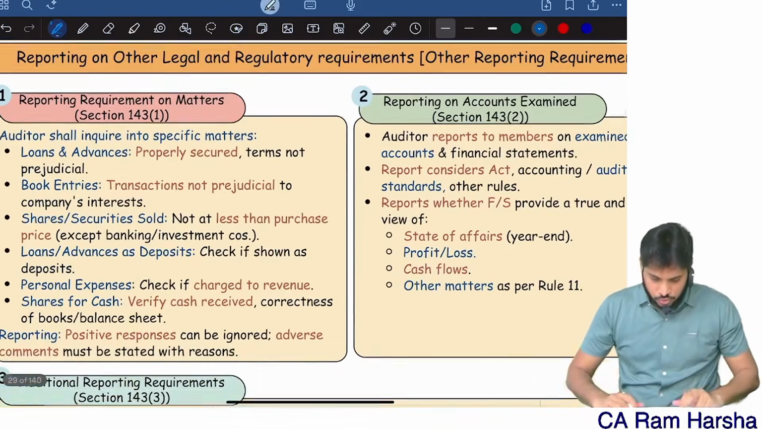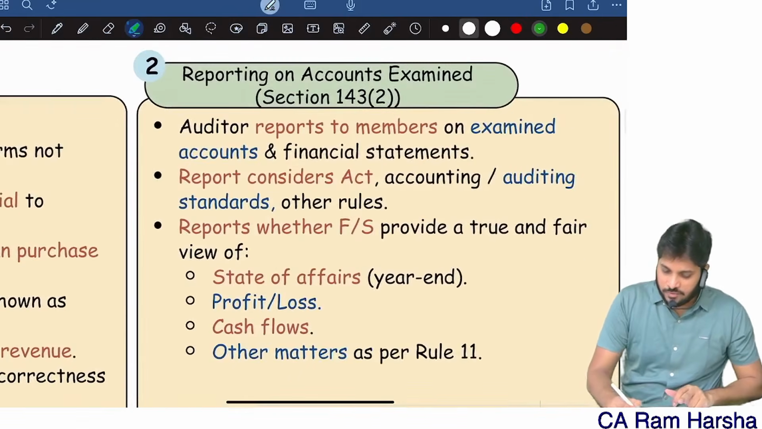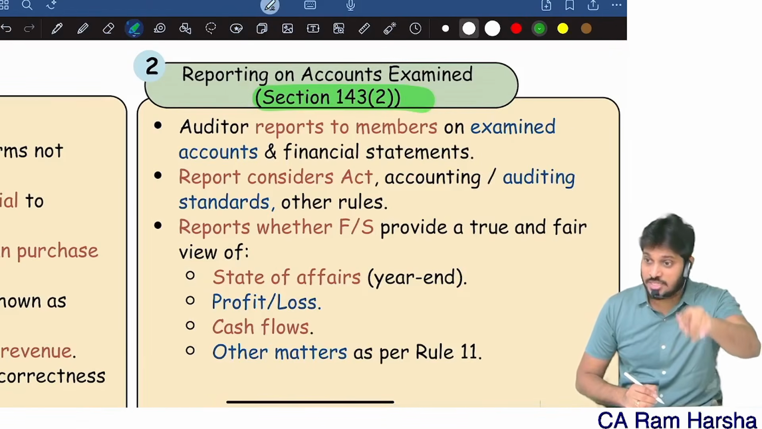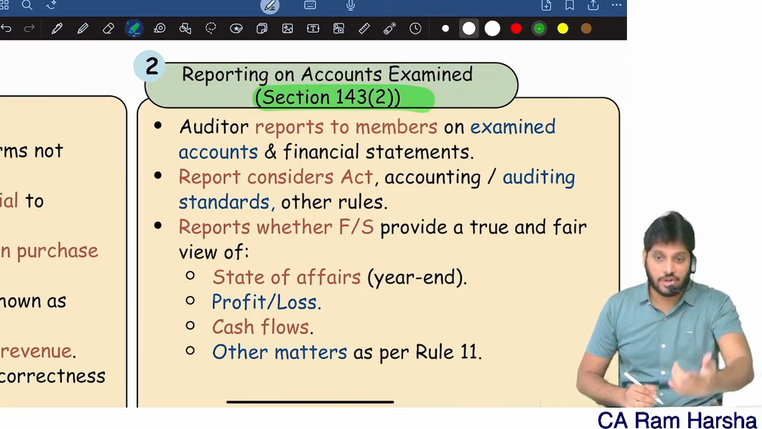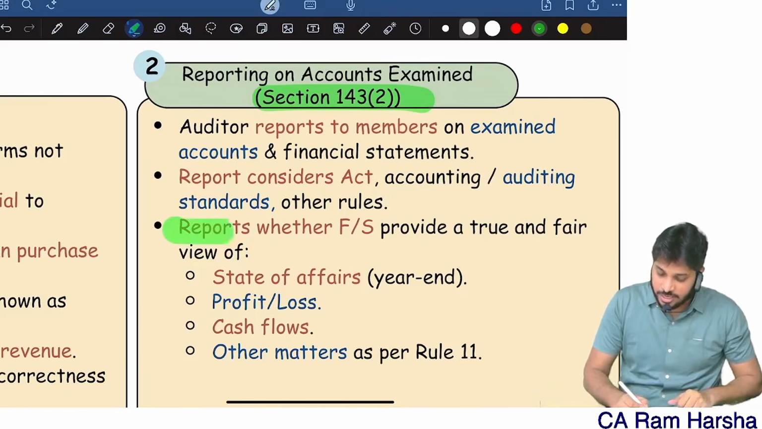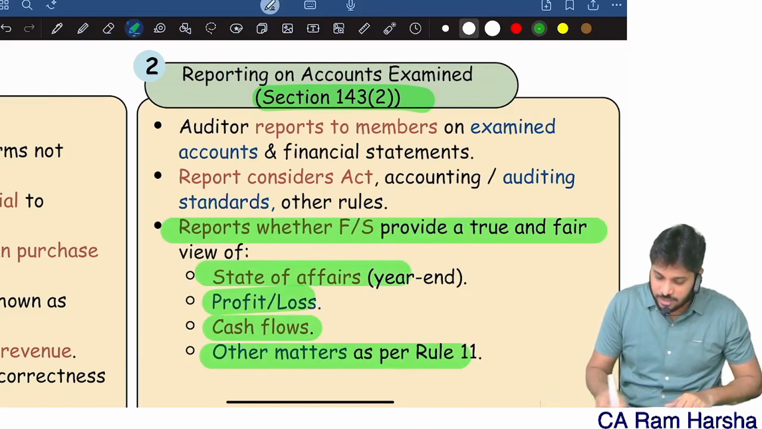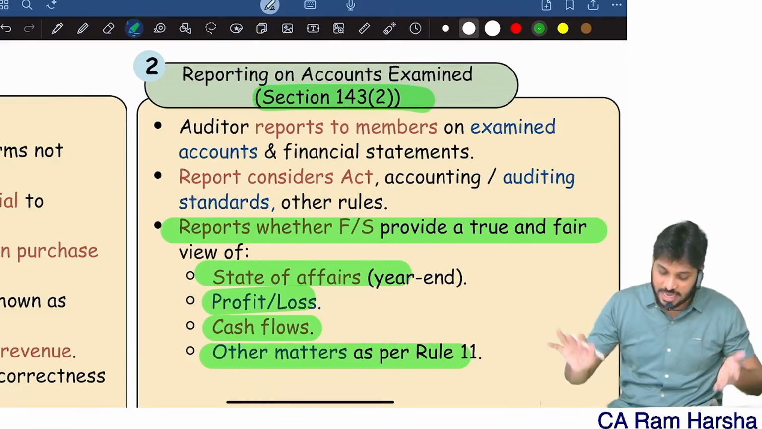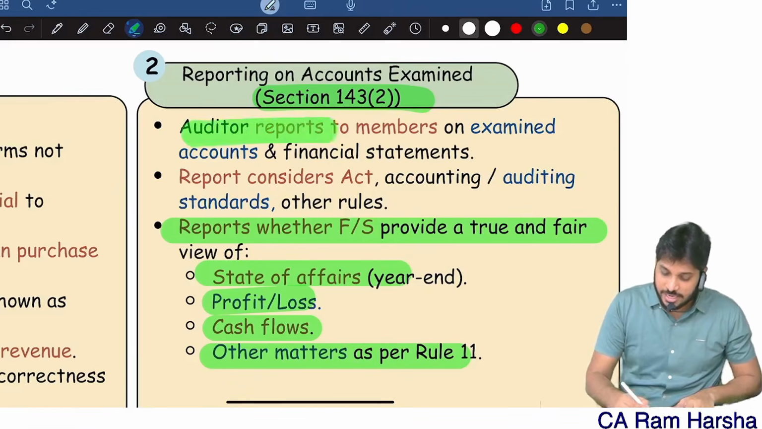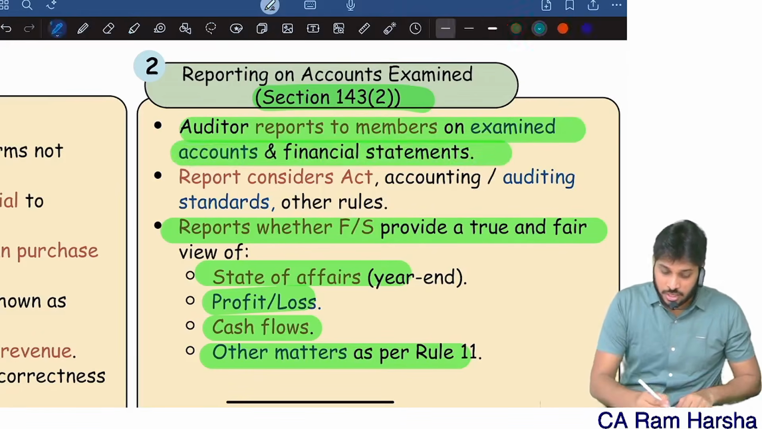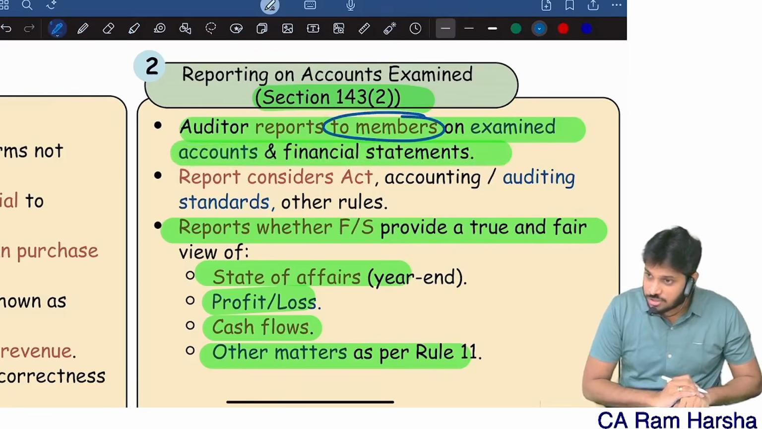Now, there is a section called 143 subsection 2. That is the section which says that the auditor has to give an audit report. This section says that the auditor has to report whether financial statements give a true and fair view of the state of affairs, P&L, cash flow, all that. The auditor has to report to the members. The law itself says you need to report to the members.